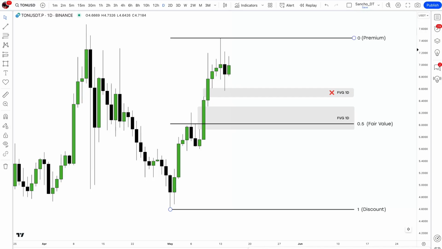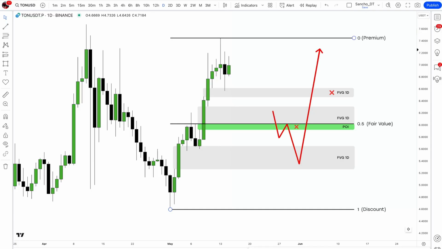Such situations are fairly common. The optimal strategy here is to work only with the part located below the 0.5 level, making it our first zone of interest for opening a long position. If the imbalance is deep in the discount market zone, it becomes our backup entry point if the price doesn't reverse from the first zone. This approach helps minimize risks and significantly increases the likelihood of a successful trade.